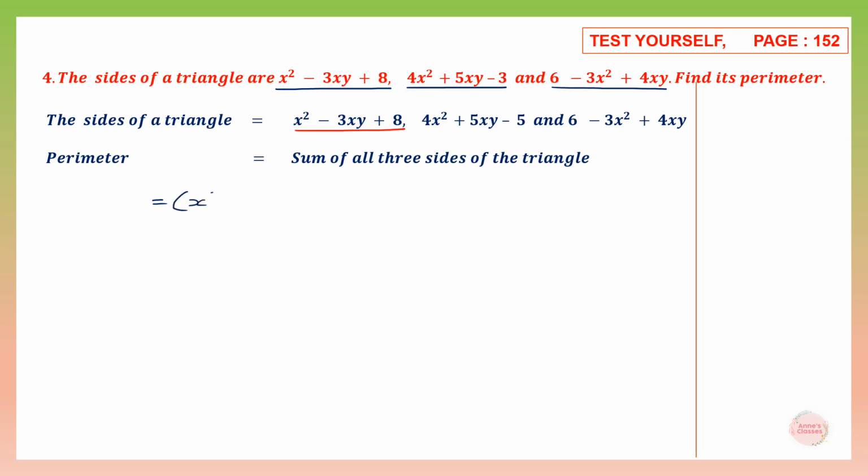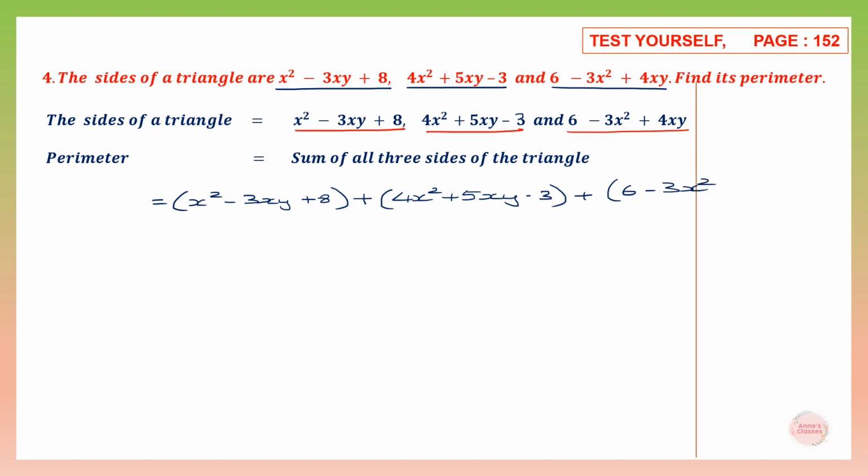That is x square minus 3xy plus 8. That's the first side. Now add the second side to it, which is this side. So let's add that: 4x square plus 5xy minus 3. Now take the third side, that is this. And let's add up the third side: plus 6 minus 3x square plus 4xy. So we are doing the row method and not the column method.